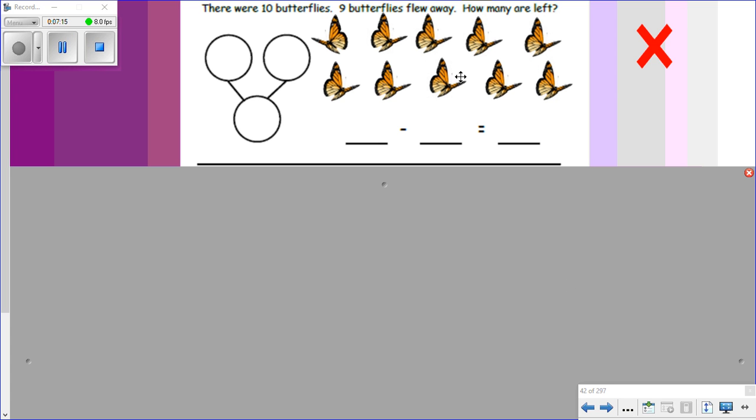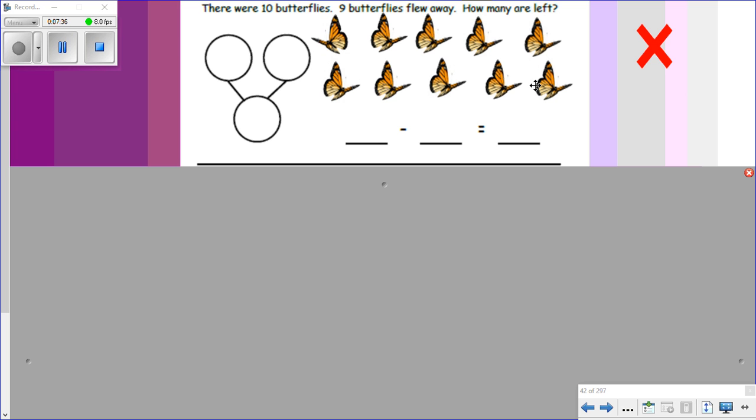Oh, I see some beautiful butterflies. That's going to give me a big clue that the word butterfly is going to be in the story. So let's read this. There were 10 butterflies. 9 butterflies flew away. How many are left?